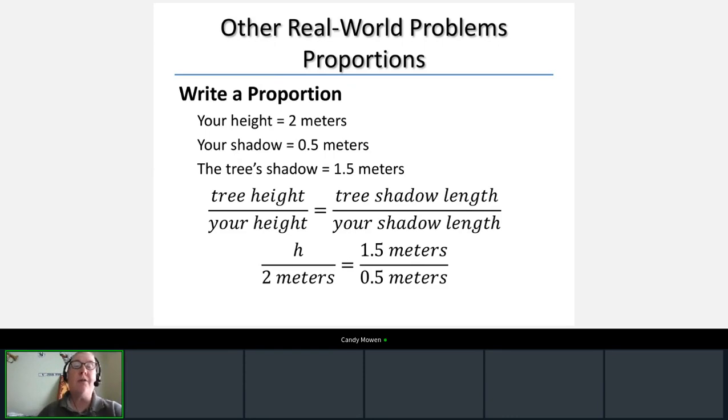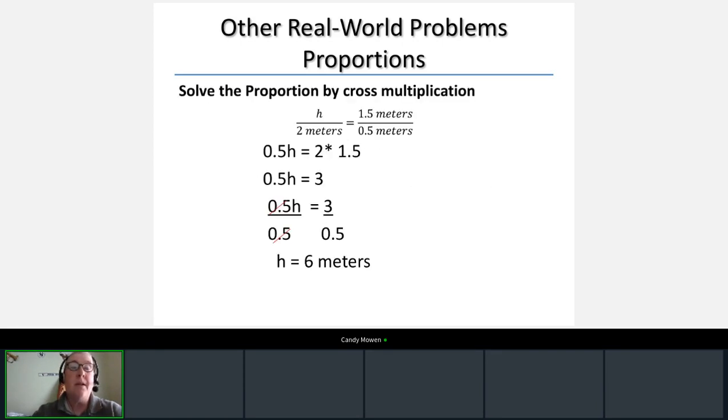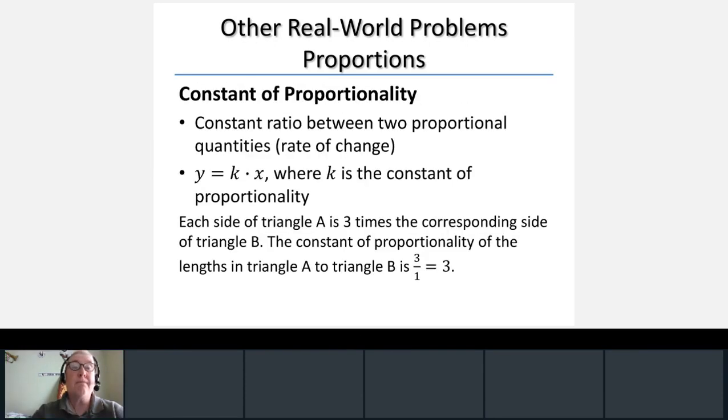H, we're going to look for the height of the tree. 2 meters is yours. Tree shadow is 1.5 and your shadow is 0.5. What we're going to do is cross multiply. So you have 0.5 times H equals 2 times 1.5. Then you have 0.5H equals 3. You're going to divide both sides by 0.5, and that equals 3 over 0.5. Height is 6 meters.